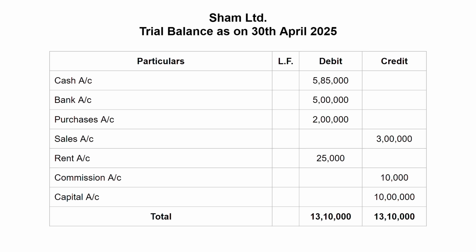Remember, trial balance doesn't guarantee books are error-free, but it's a vital checkpoint. It's always prepared before the final accounts. Once your trial balance matches, next we will learn how to prepare the profit and loss account and balance sheet. That's where you will see business profit and financial position. So stay tuned. We will cover those step by step too.